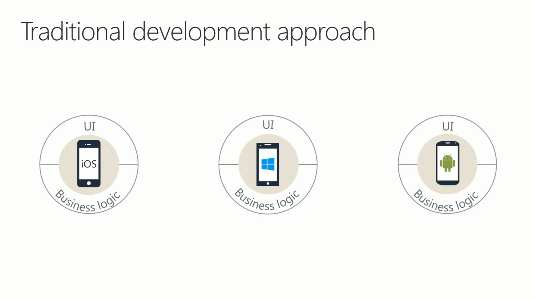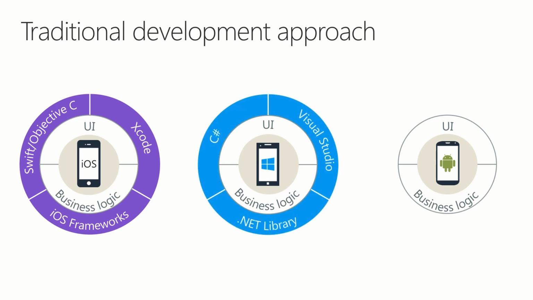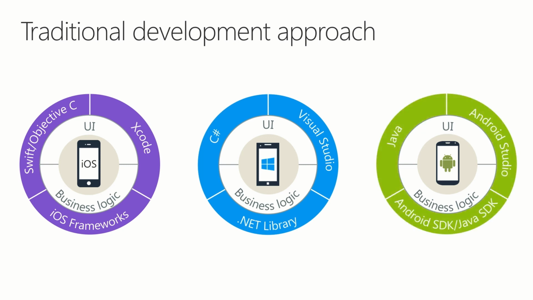Using the traditional development approach, we would build our iOS app using Xcode, and we would write code in Swift or Objective-C, built on the iOS frameworks. Well, then we decide to move over to the Windows platform. All right, so that means rewriting our business logic, this time using Visual Studio, and we write C# code based on the .NET library. And finally, if we target Android, well, now we gotta open up Android Studio, write our business logic a third time, this time in Java, and of course, once more a different UI.